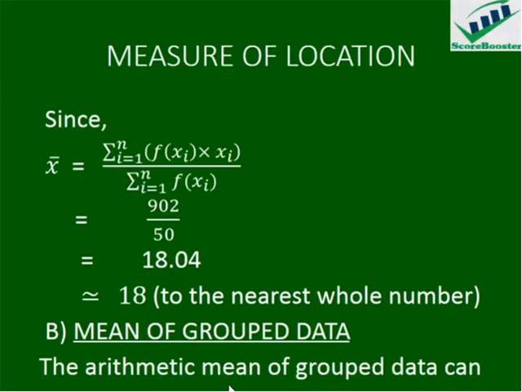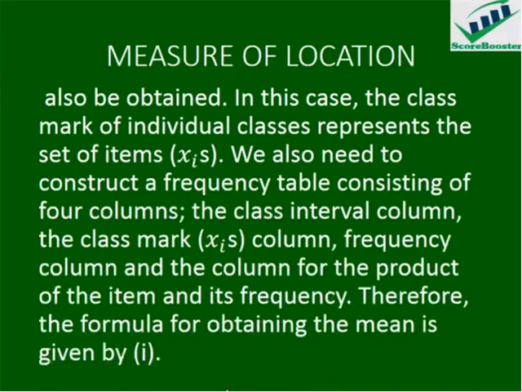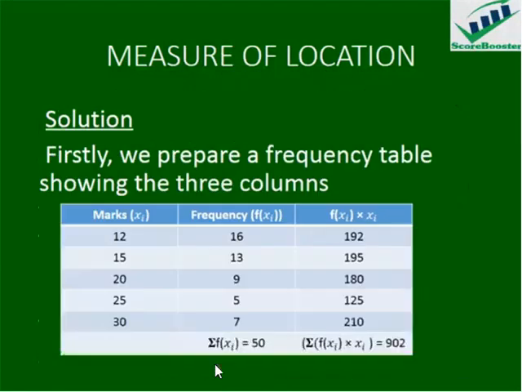So now we move to mean of grouped data. The only difference between the mean of grouped data and mean of ungrouped data is that you have a class interval here in mean of grouped data. So here we have the column item. We'll pick it from the marks in the set of data.